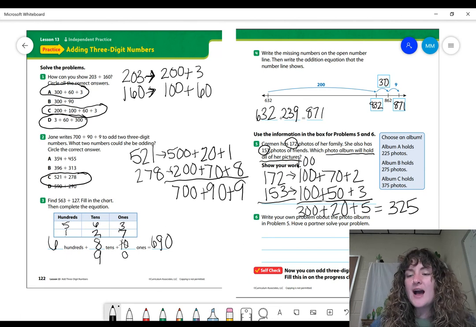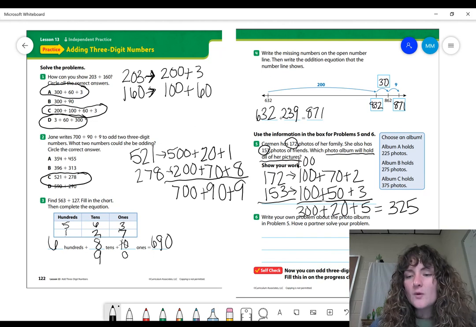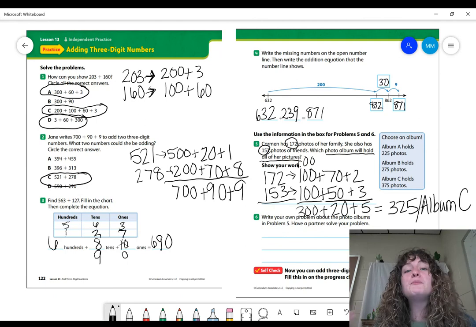Yes. So I am going to write, so 325 was our number of pictures. Our question asks which photo album will hold all of her pictures. Now I'm going to sneak that right here. I'm going to put a slash right here and put album. Which letter worked? Album C. Because it can hold up to 375 pictures. We wouldn't use all that space, but we would have enough space for her pictures.